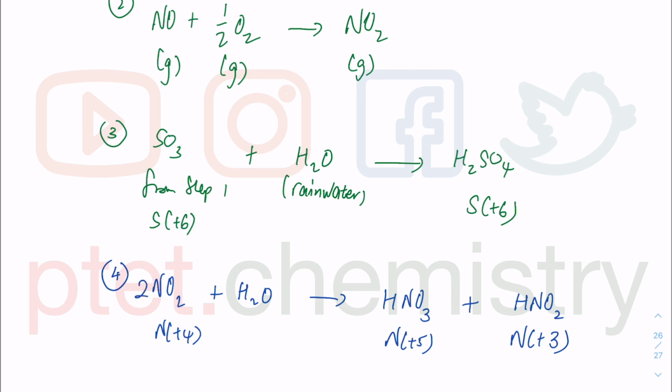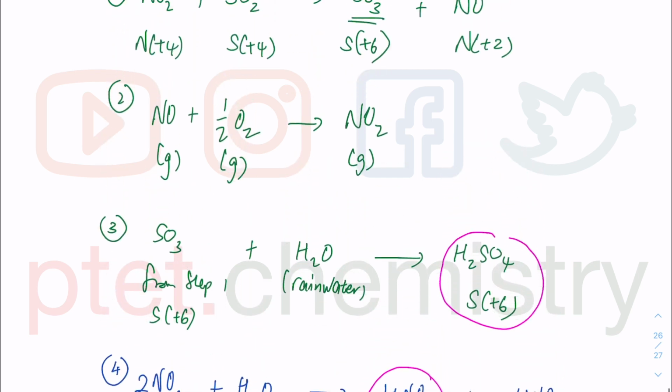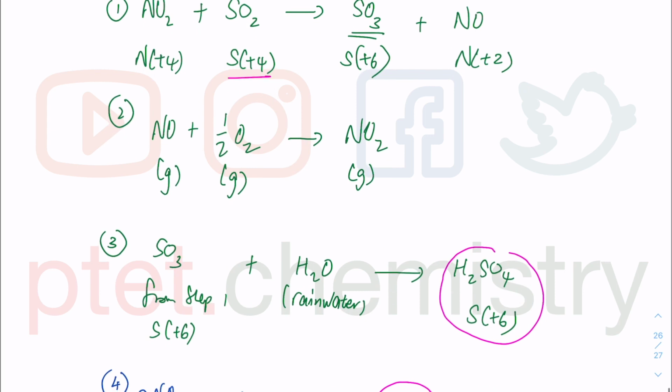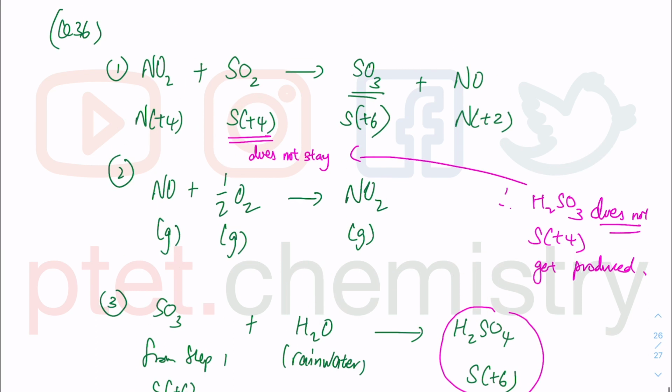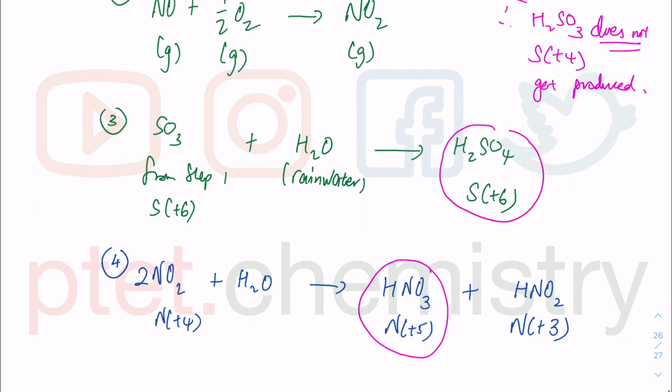So you could definitely get H2SO4. You could definitely get HNO3. You could get HNO2, but what you cannot get is this thing does not stay. Therefore, H2SO3, which is sulfur plus 4, does not get produced because all the SO2 gets oxidized to SO3 by the oxides of nitrogen. So you can get H2SO4, but not H2SO3.